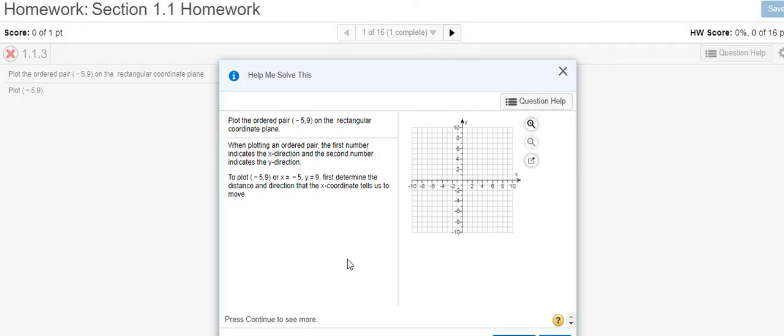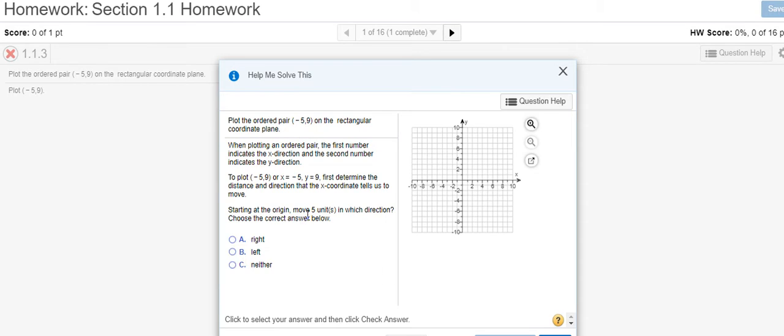Remember, this video is not about me teaching you math. This video is about teaching you the process that you want to go through inside of Canvas and MyMathLab. Then they tell you, okay, so to plot -5, 9, or x equals -5 and y equals 9, first determine the distance and direction the x coordinate tells you to move. So not asking you to do anything, just read right now.